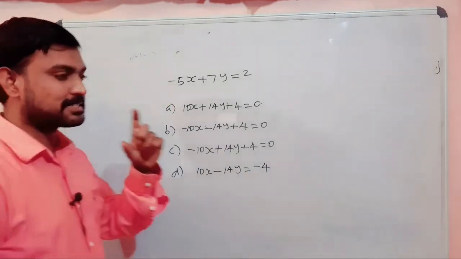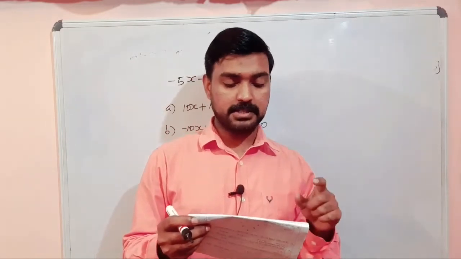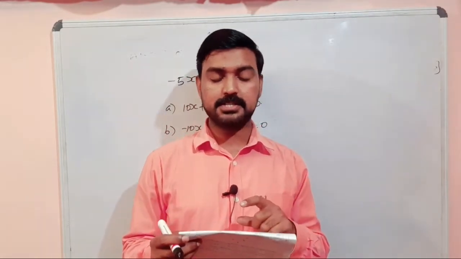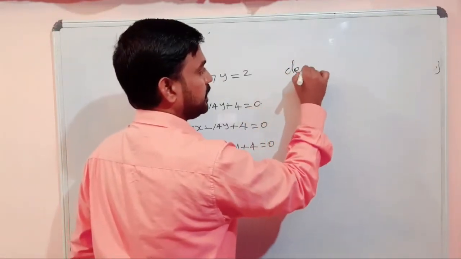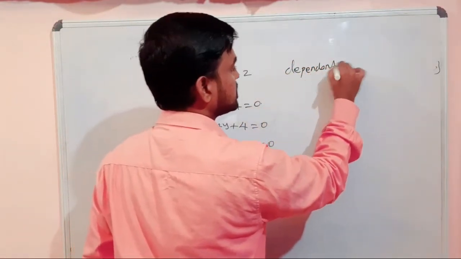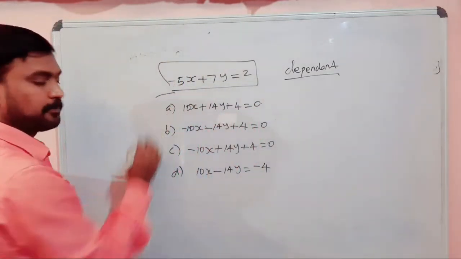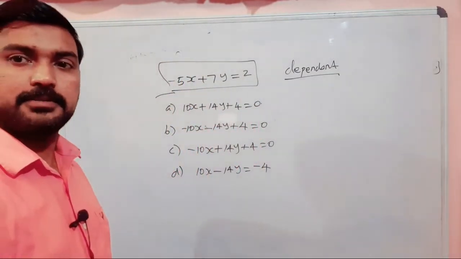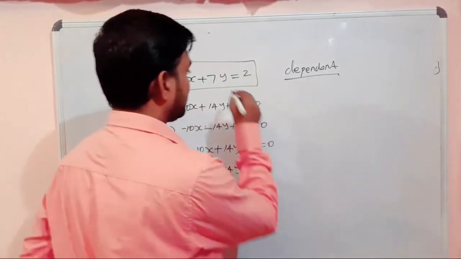And one condition is given in this question. What is the condition? The pair of equations are dependent. The word dependent is here. Dependent and independent. Dependent means this equation and one of these will be dependent. So dependent means there is a relation.